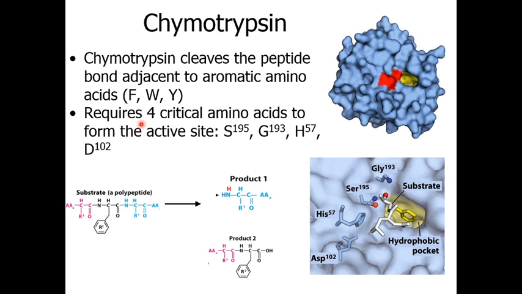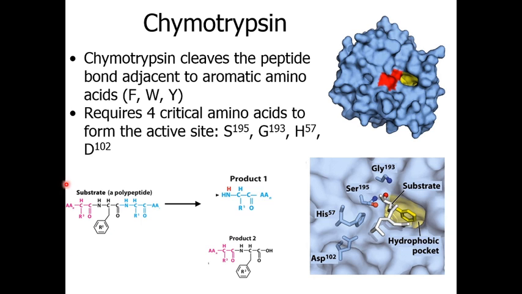This enzyme, chymotrypsin, requires 4 critical amino acids to form the active site. And as you can see in this diagram here, this is a zoomed in version of this structure. There are 4 different amino acids: aspartate 102, histidine 57, serine 195, and glycine 193. These are the 4 amino acids that are responsible for catalyzing the cleavage of a peptide bond.